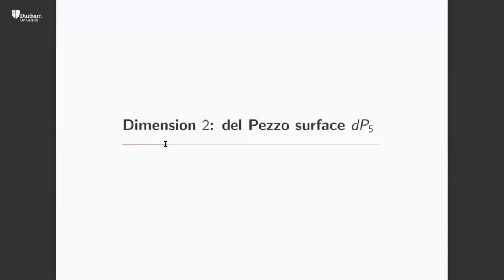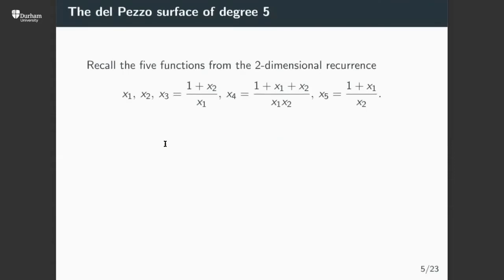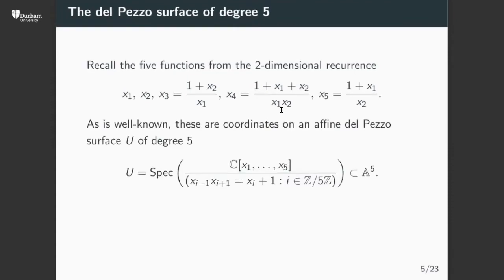So what happens in the d equals 2 case, this 5 periodic sequence? That 5 periodicity is really related to the geometry of a special surface, which is the del Pezzo surface of degree 5. Let me explain how you go from that recurrence relation to the del Pezzo surface. We have these 5 terms, which are the 5 terms in this recurrence relation, and it is known, quite classically, that these are coordinates on a del Pezzo surface.